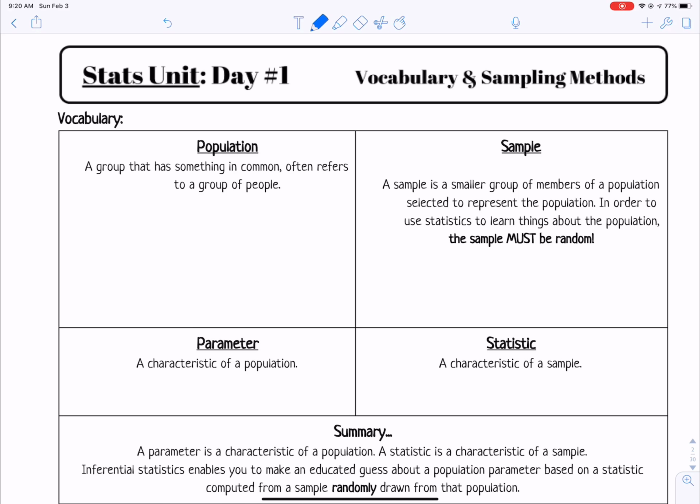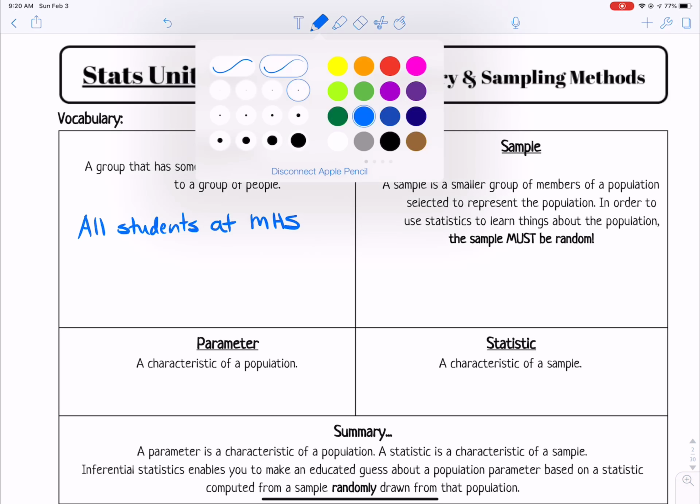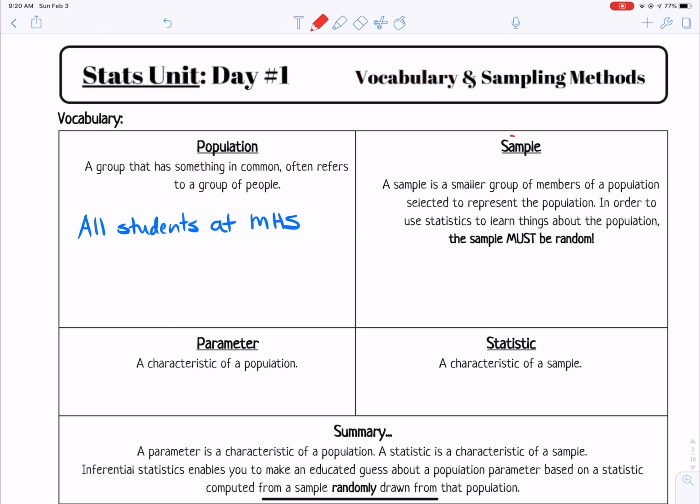Then our population would be all students at Mooresville High School. That is a group of people that has something in common, and it would be all of them. So a sample would be that if we realize that we can't go to every single student and measure how tall they are, because that would be really challenging, and we decide we're going to gather a sample, we need to think of gathering it randomly.